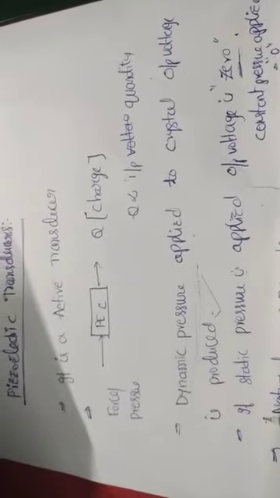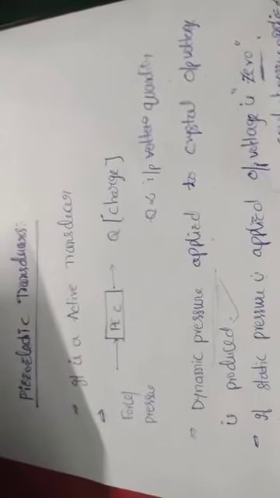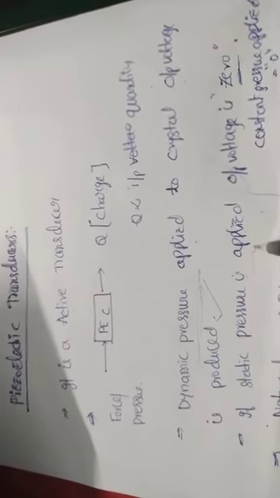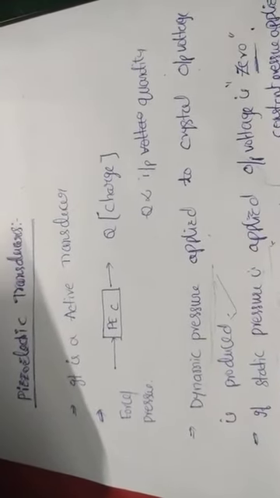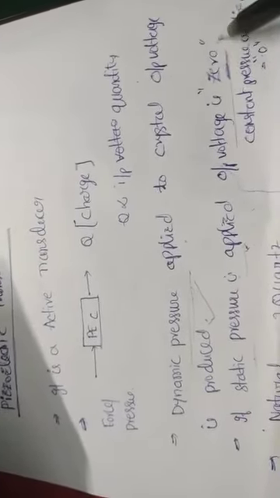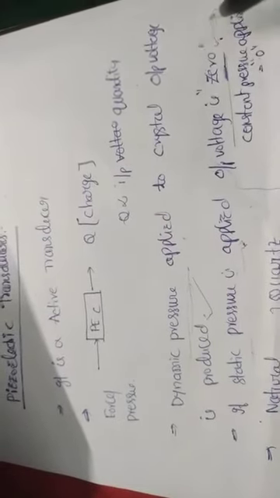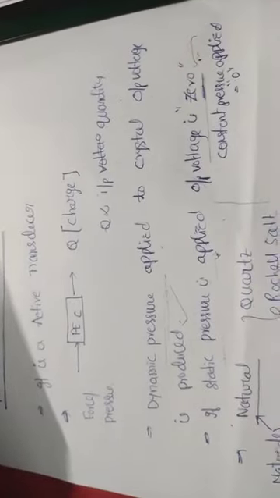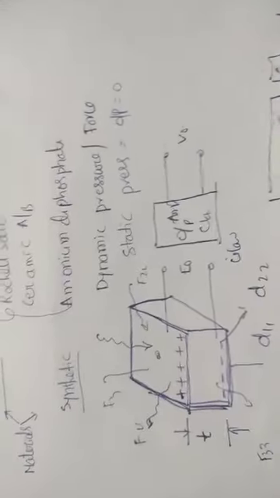Most of the time, for piezoelectric transducers in the GATE exam, they ask what the output is for dynamic pressures and static pressures. When the piezoelectric transducer is subjected to a static pressure, the output voltage is 0. Approximately 5-6 times the same question has been asked in the GATE examination. Okay, so the commonly used materials we discussed.